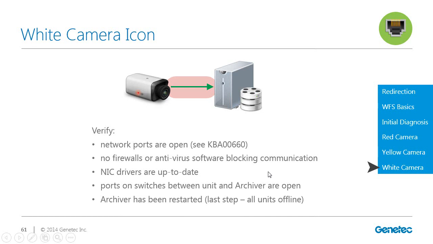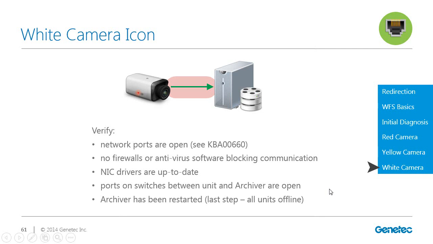Take a look at the physical NICs on the archiver and make sure that the drivers and Windows are up to date as well. Any switches involved between the two should be verified as well, in case there's any built-in software that restricts access on certain ports.